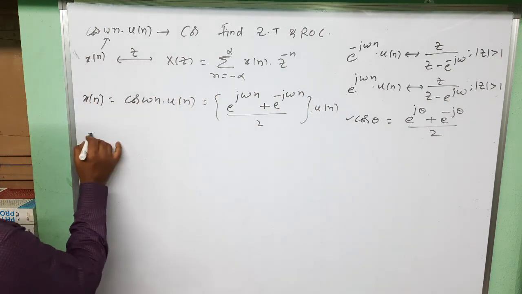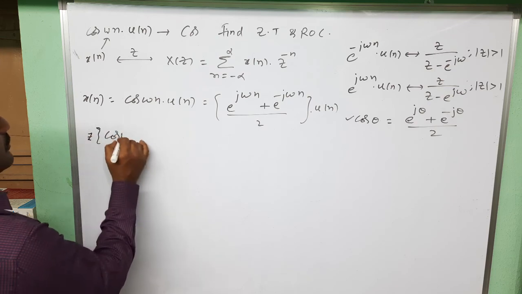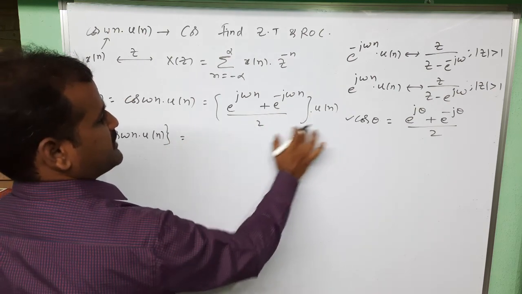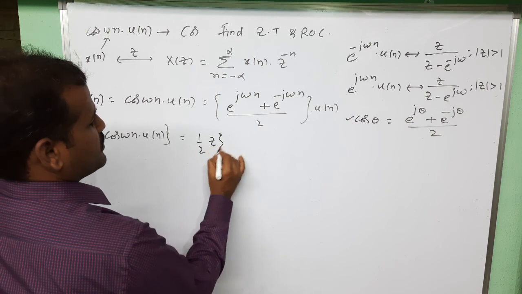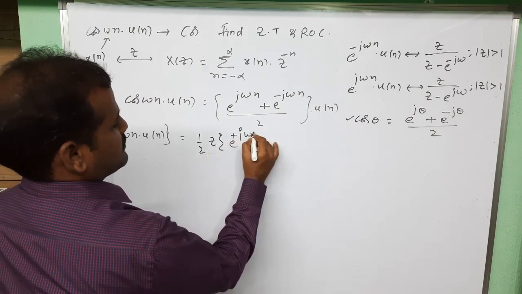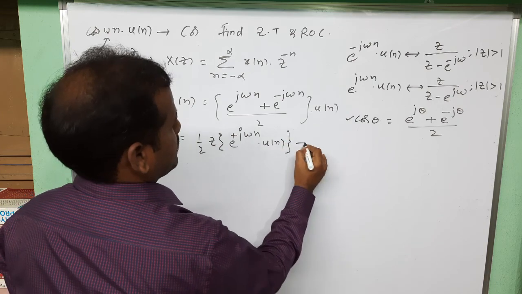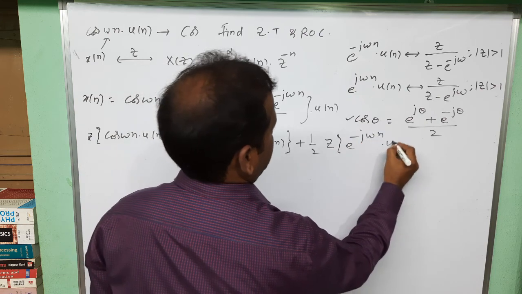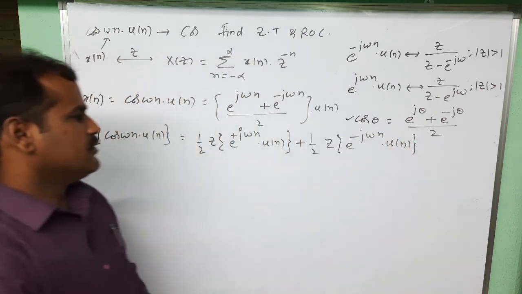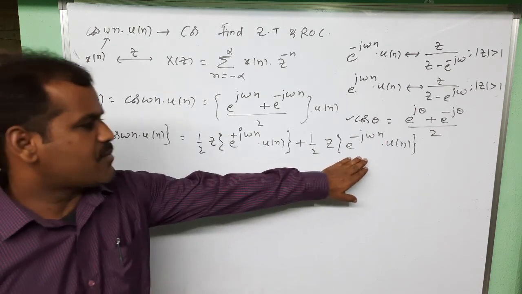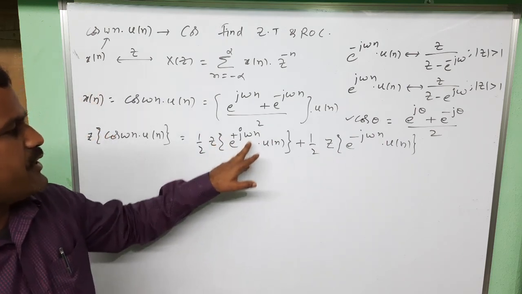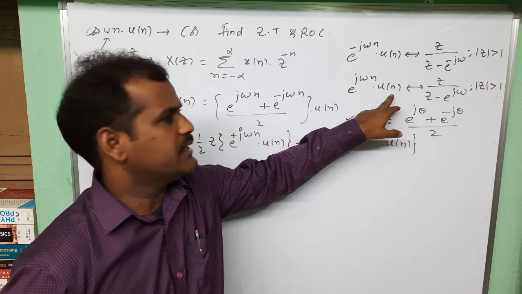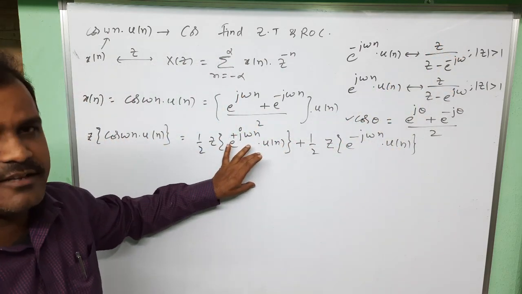That means the Z transform of cos omega n u of n is nothing but the Z transform of this right hand side expression, that is 1 by 2 times the Z transform of e to the power of plus j omega n u of n plus 1 by 2 times the Z transform of e to the power of minus j omega n u of n. So the Z transform of this cos function is nothing but the sum of these two terms. We have the Z transform of e to the power of j omega n u of n here and of e to the power of minus j omega n u of n here. Let us consider these two and substitute here for the z expression.